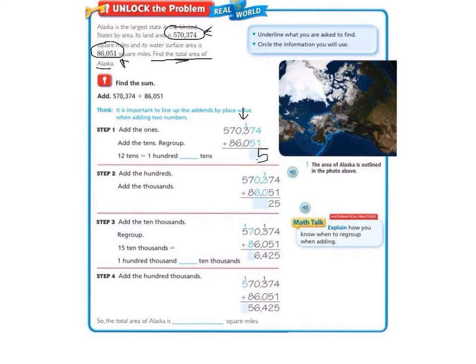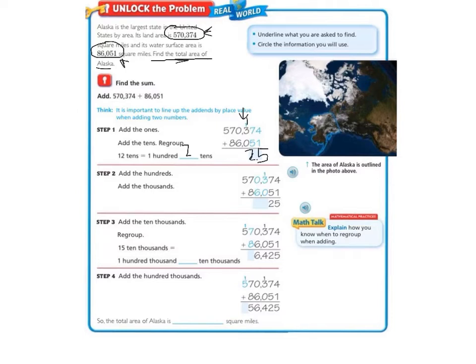Then we add our tens place and we regroup if we need to. That means we carry it over to the next place value. 7 plus 5 is 12. So my 2 goes down here and the 1 goes up above. That means I have 12 tens, which is 102 tens. We carried over the 100 to the next place value.